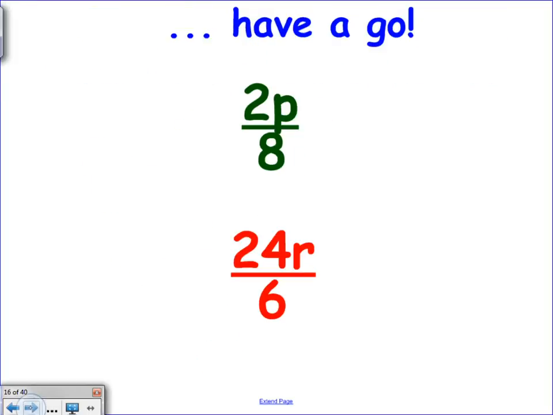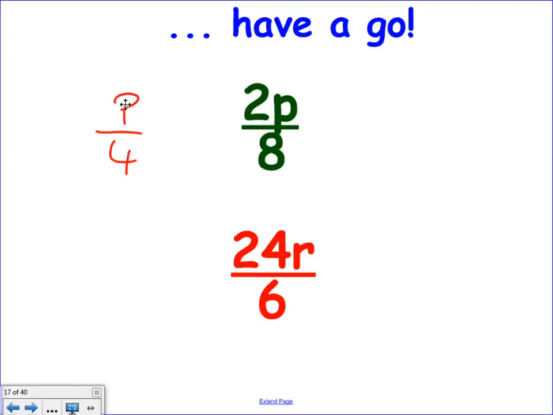So, have a go at those two. Tell me what they simplify down to. Okay, everyone had a go at those. So what does 2p over 8 simplify to? P over 4. Everyone get that? P over 4, because 2 goes into the top, but we don't write 1p, we just write p. 8 divided by 2 is 4, so it's p over 4.